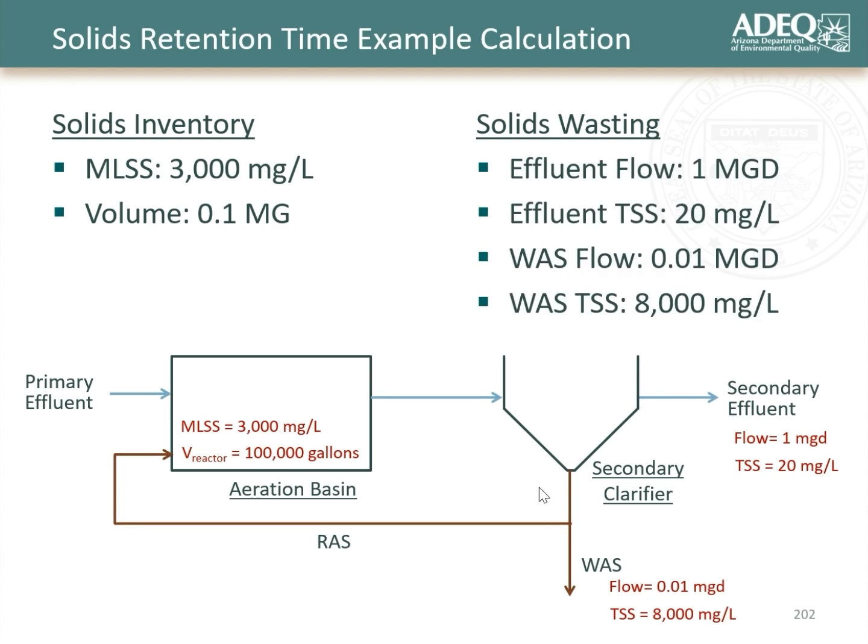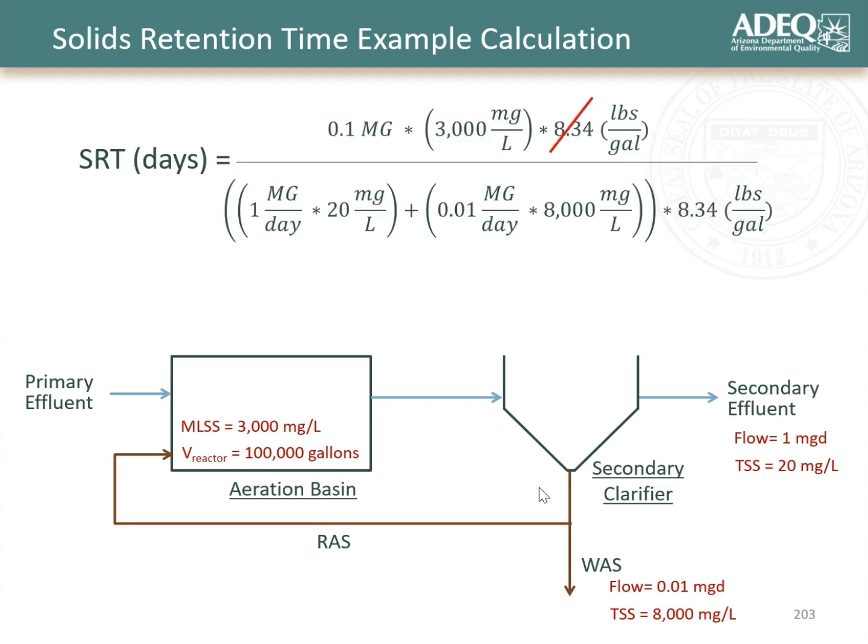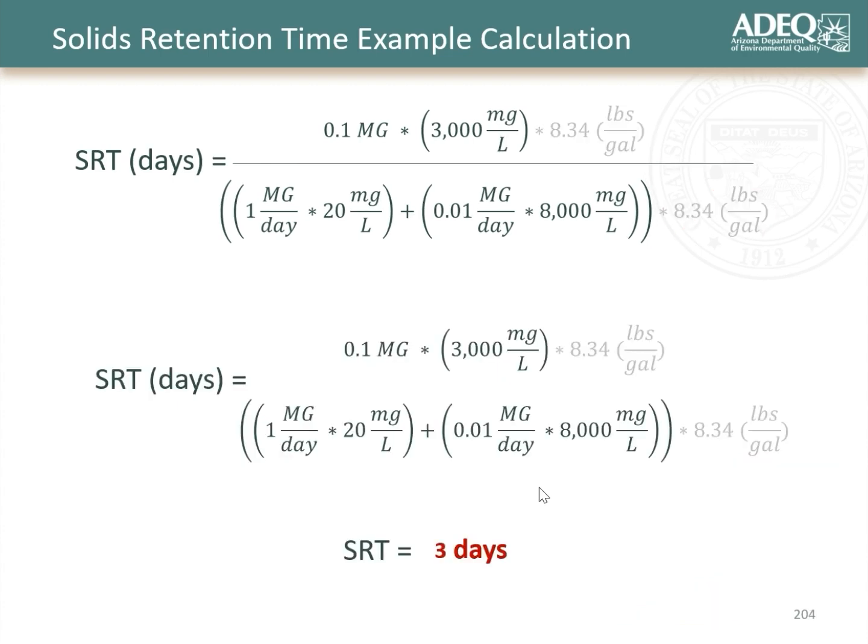For the solids wasting, the effluent flow is 1 mgd, the effluent TSS is 20 milligrams per liter, the WAS flow is 0.01 mgd, and the WAS TSS is 8,000 milligrams per liter. So now we take these two equations and we apply what we know and put the numbers in here. Now, one thing to note, because we have 8.34 on both the top and the bottom, they cancel each other out. So we can actually ignore that and not need to worry about multiplying by 8.34 and just use the numbers that are remaining on the screen here. When we do this, we walk through the equation and we get an answer of 3 days.